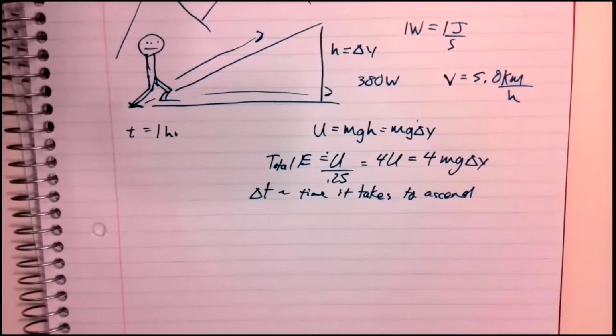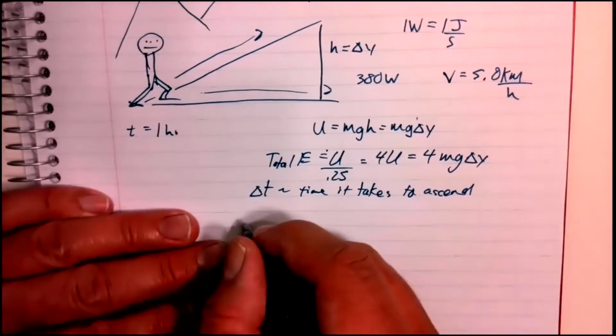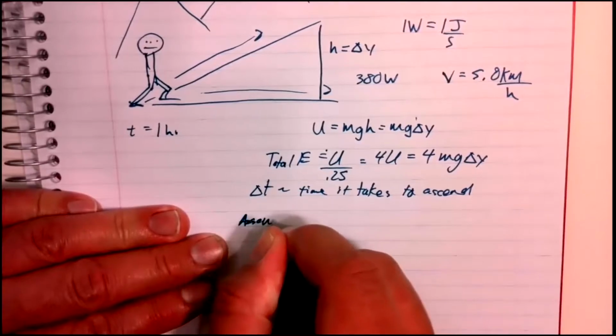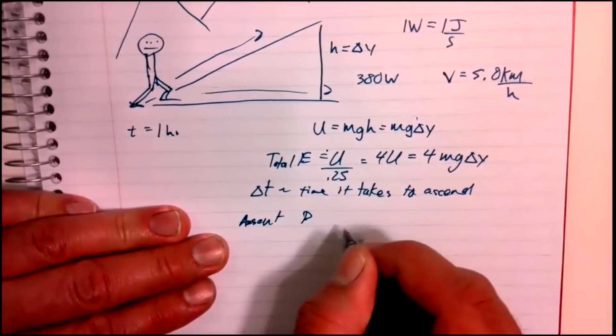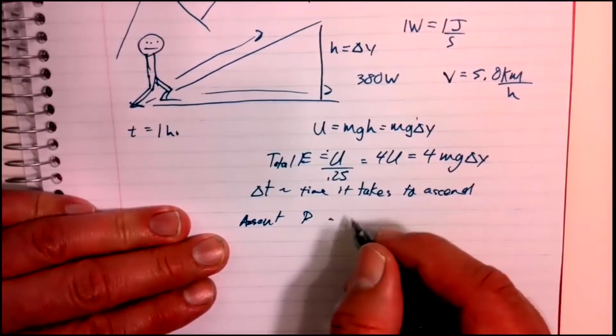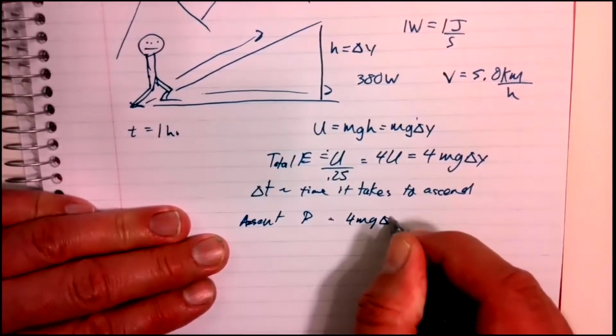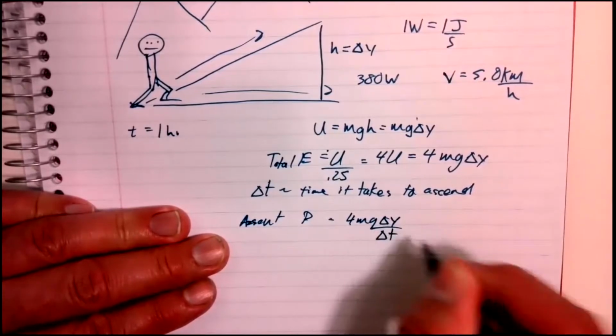Okay, so then we could say that their metabolic power, so their power for ascent, ascent power is equal to 4 times mg times delta y divided by delta t.